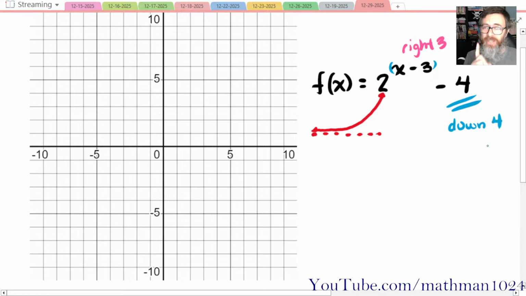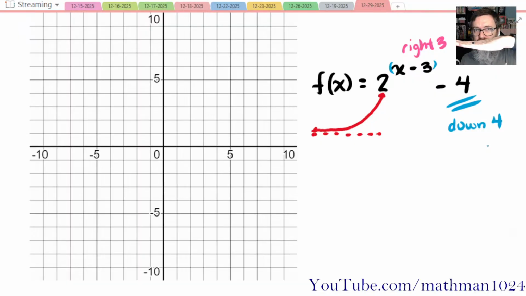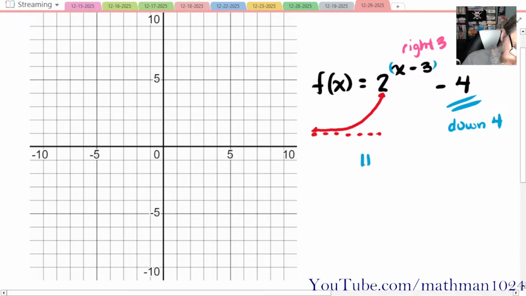All right, and that's going to be one of the first key guys that we look at doing. So our normal graph has this horizontal asymptote at y equals 0. We're going to grab this guy and move him down 4 units. So we have a new horizontal asymptote of y equals -4. So let's go ahead and graph that, making sure that we know what's going on here.